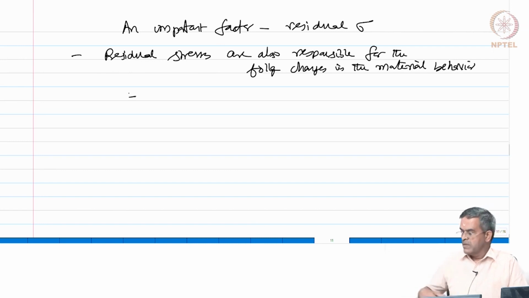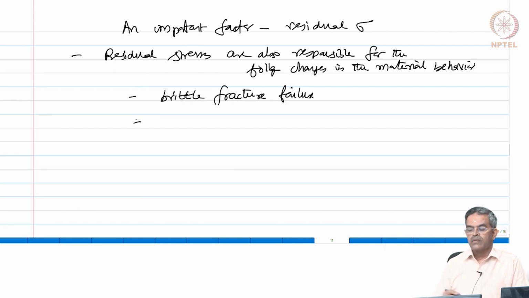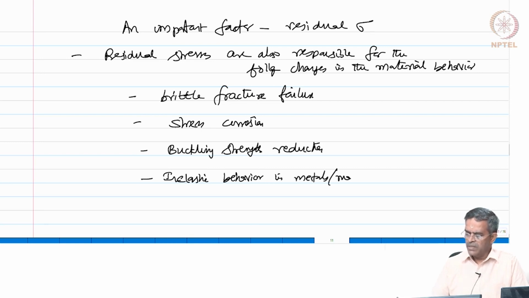What are those changes? Brittle fracture failure, stress corrosion, buckling strength reduction, we already said that, but we are re-emphasizing for us to understand more. Last one is inelastic behavior in metals, or let us say materials. We are talking about steel, therefore, it is not wrong in saying metals. Okay.